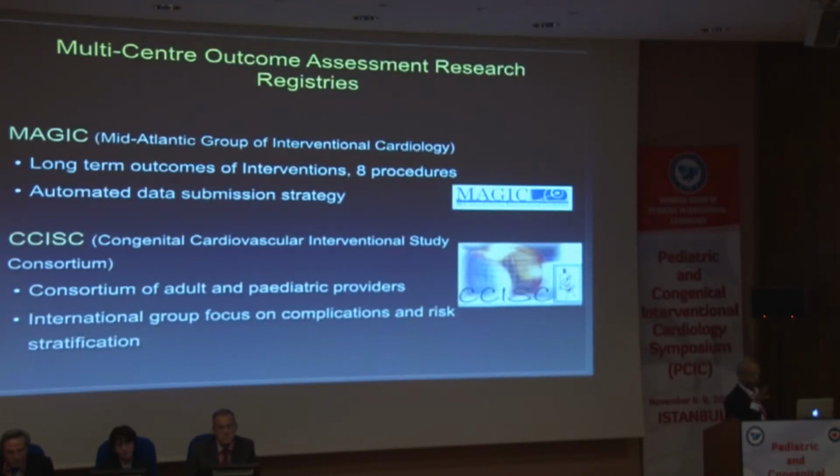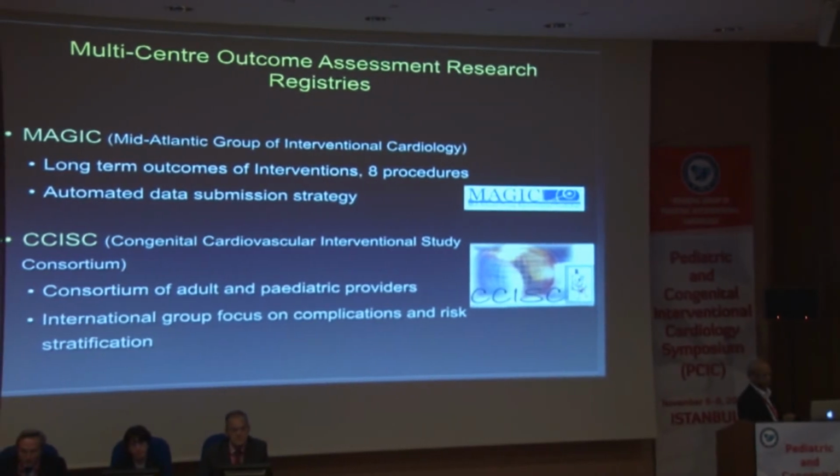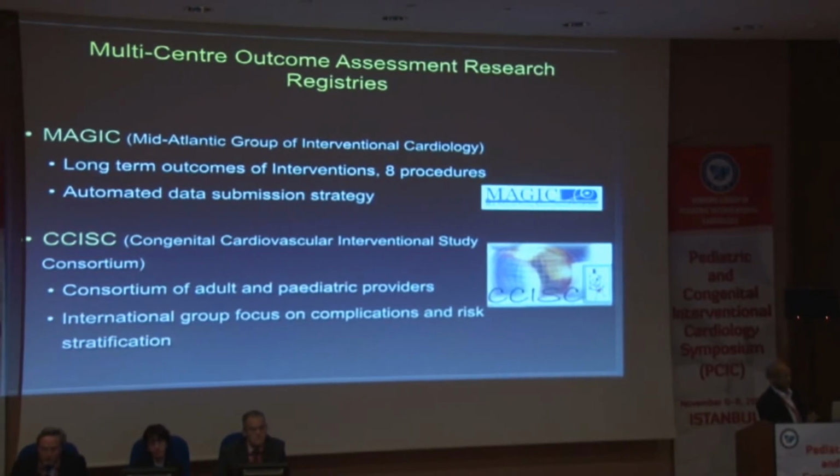So there are problems in terms of the amount of data that is collected and how they are analyzed in the IMPACT registry. There are other groups, for example, MAGIC, or the Mid-Atlantic Group of Interventional Cardiology, who are attempting to obtain data on long-term outcomes of interventions, limiting themselves to 8 procedures. And again, data submission is automated and web-based. And then the other group is CCISC, the Congenital Cardiovascular Interventional Study Consortium, based in Michigan, and this collects data on adult and pediatric cases for congenital heart disease.